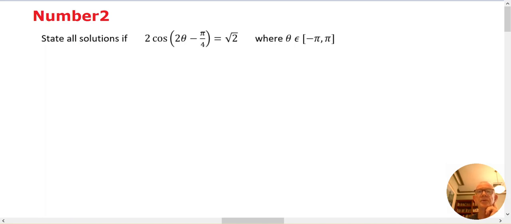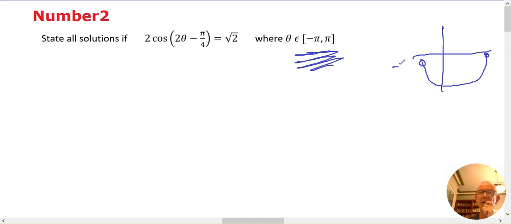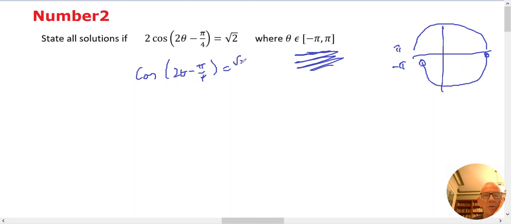Okay, in question number 2, I'm asked to find all solutions within this particular domain. So I need to go from 0 back to minus pi and from 0 through to positive pi. So obviously I'm going to have some negative answers. So I need to rearrange this first. So I've got cos of 2 theta minus pi on 4 equals root 2 on 2.